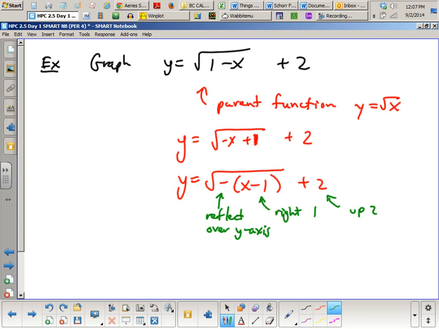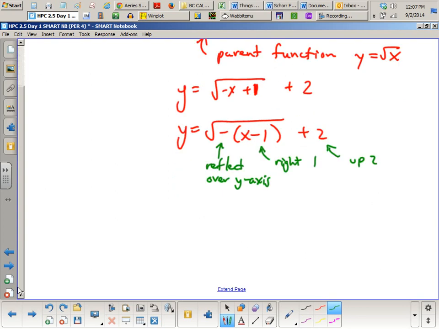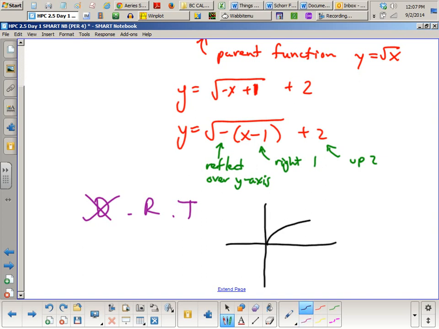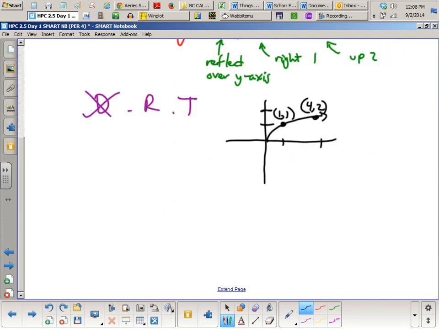Okay. So we're supposed to follow the DRT order, right? But there are no dilations on this problem. I never multiplied by 3 or anything. So we're just going to go straight for reflections and then translations. Here's the original parent function. It's the helicopter. It passes through (1, 1) and (4, 2). That's the original. We're supposed to reflect this over the y-axis.